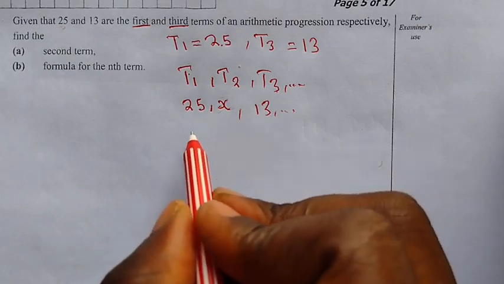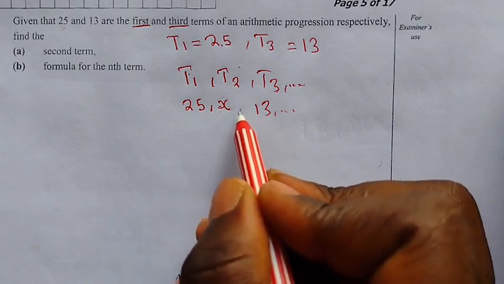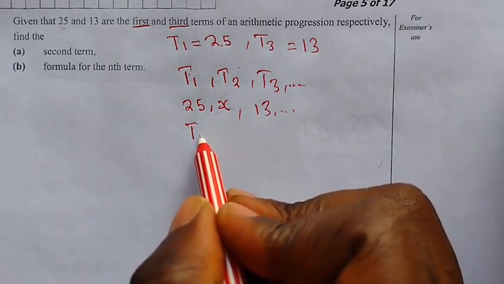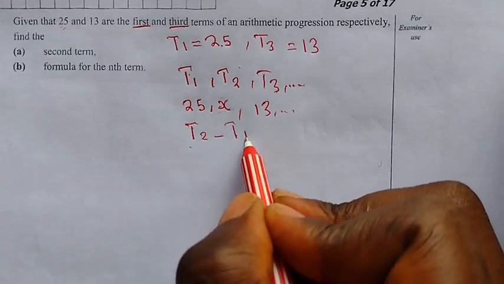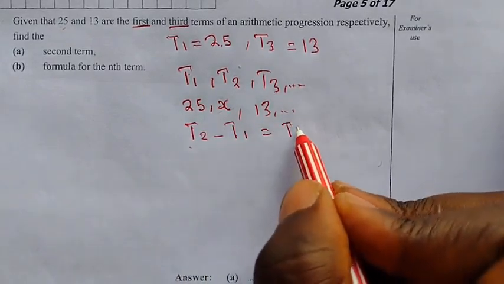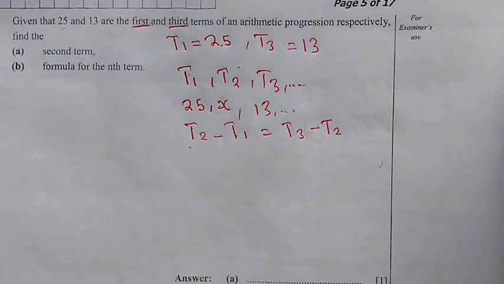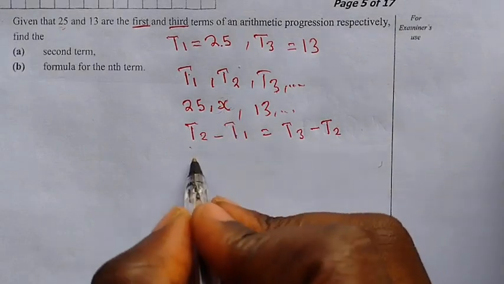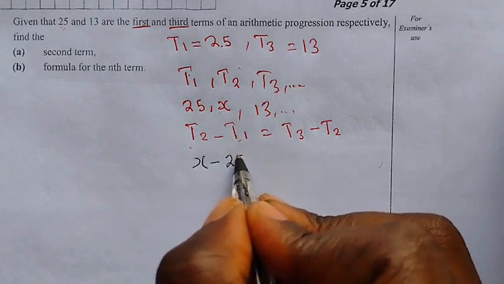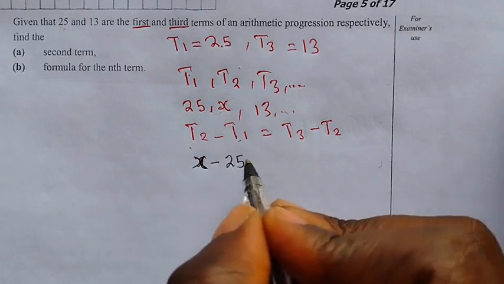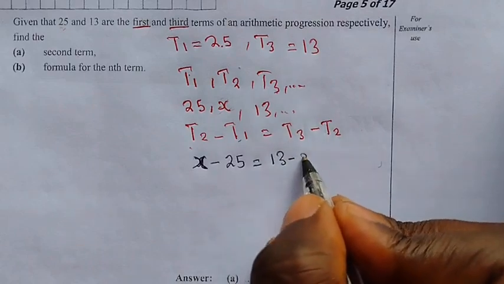When you are finding the common difference of this AP, we normally say term 2 minus term 1 is equal to term 3 minus term 2. This is what you are going to use. Now your term 2 is x, so it will be x minus your term 1, which is 25, equal to term 3, which is 13, minus your term 2, which is x.